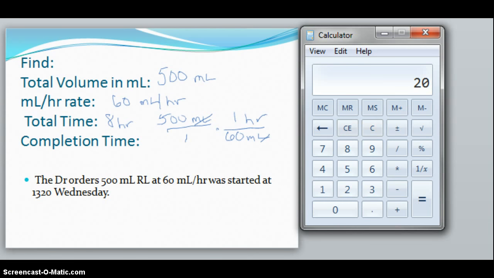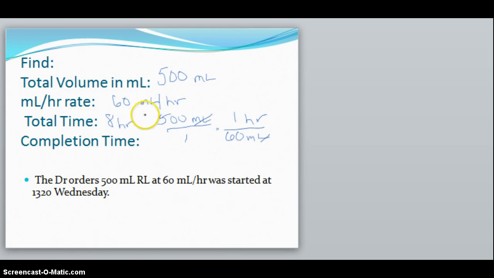So I can go back here to my problem, 8 hours, 20 minutes. And so let me erase my work here so that you can just see my answer. And we got that by dividing. So we had 500 divided by 60, and that gave us our total time of 8 hours and 20 minutes. The last piece is our completion time. So this IV was started at 13:20, and we want to add 8 hours and 20 minutes.